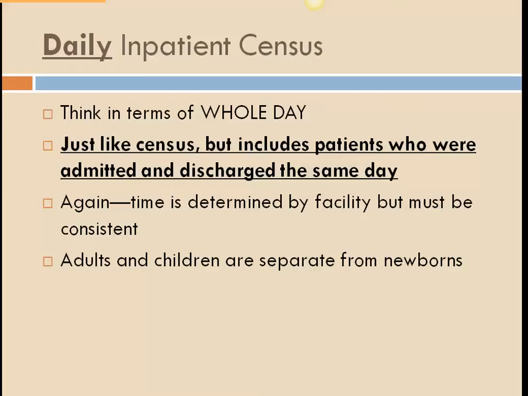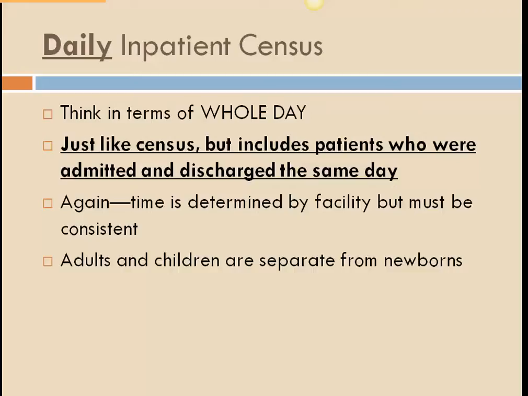So we would take our ending census from the day before, add in our admissions, subtract out our discharges, and then add in any patients who were admitted and discharged within that same day. In other words, maybe they came in at 8 in the morning and they left at noon. They would be added in to the daily inpatient census, because it's not looking at care just at one specific point during the day. It's looking at the patients that have been in care throughout the whole day. That's why it's the daily inpatient census.